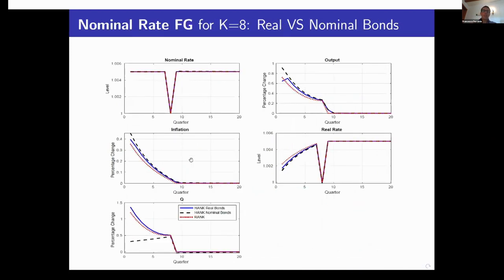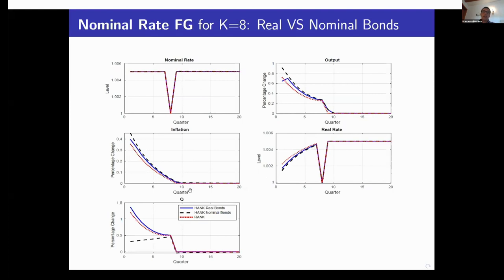So next, the last thing I'll be able to show you is another type of experiment which we call nominal rate forward guidance, in which the real rate declines in 8 periods from now, but there is a nominal rate that is kept fixed by the central bank. So this is similar to what happens with the ZLB. In which case the extra channel that we have is that the real rate is allowed to decline on impact and it stays low.